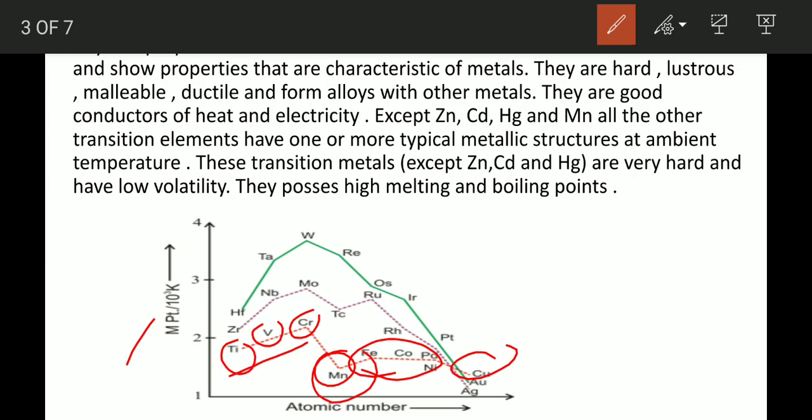So here is the fluctuation of the first series. Here is the second series. Second series is the same. First it increases, then decreases. Then here it increases and decreases. And the last one, this one. So this is the fluctuation in their melting point and boiling point also.